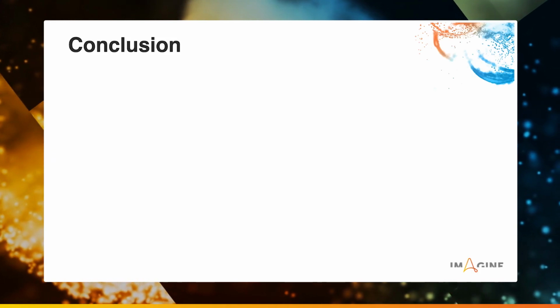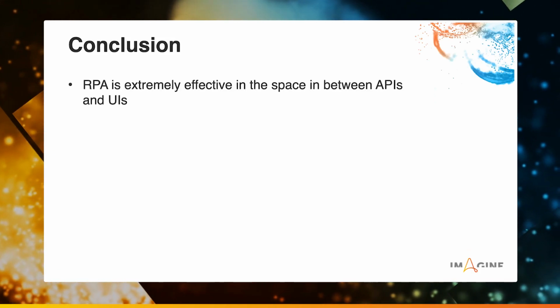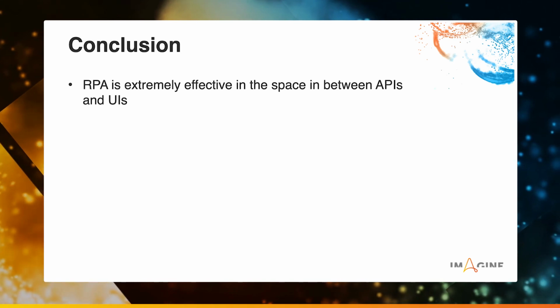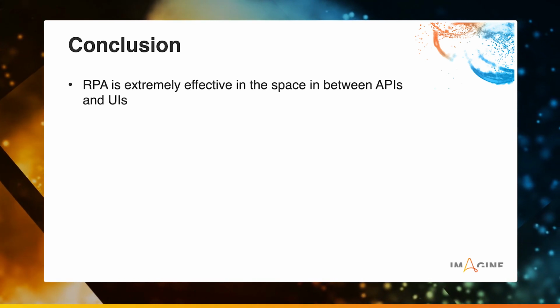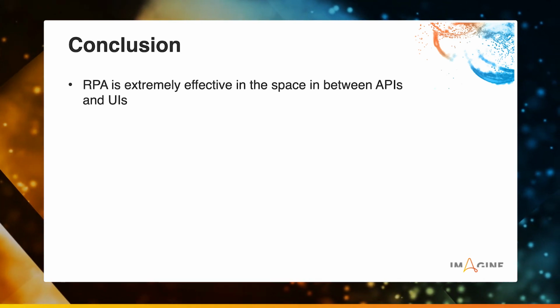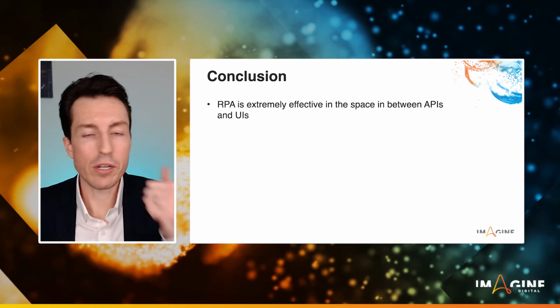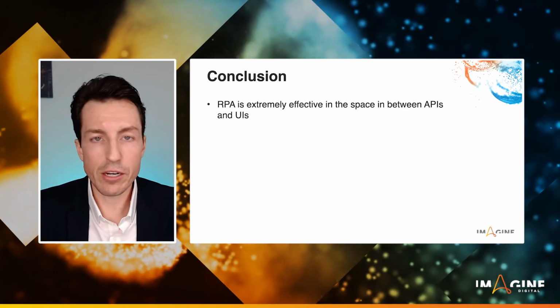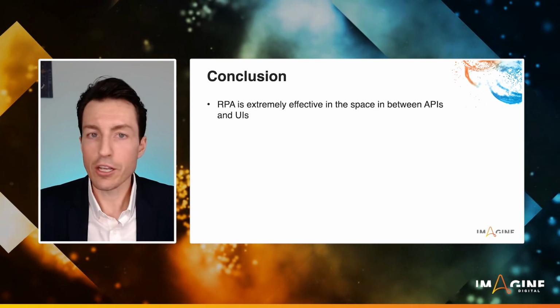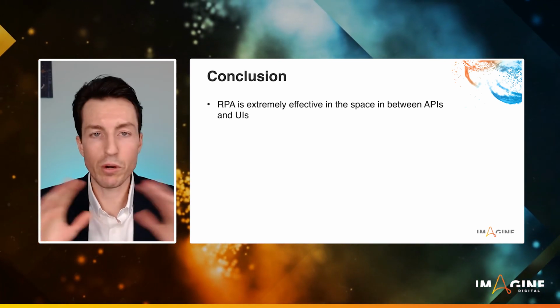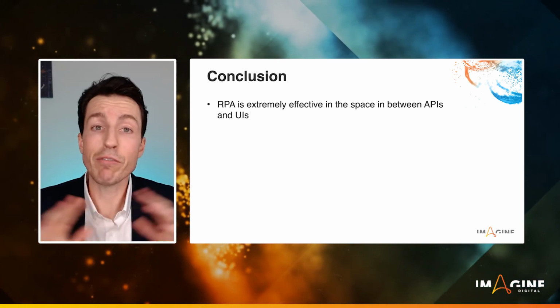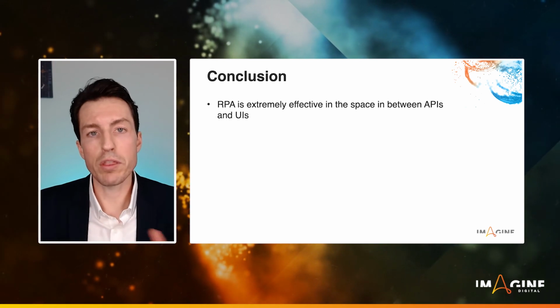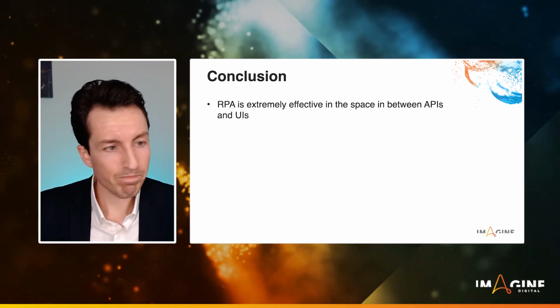So for a quick conclusion, RPA is extremely effective in the space between APIs and UIs, right? And that's a big thing that I always stress when I'm talking to people about RPA. You can take advantage of APIs. You can take advantage of graphical user interfaces. You can click on buttons. You can fill web forms, whatever you need to do. That gets extended even further when I'm able to combine that with the capabilities of machine learning.